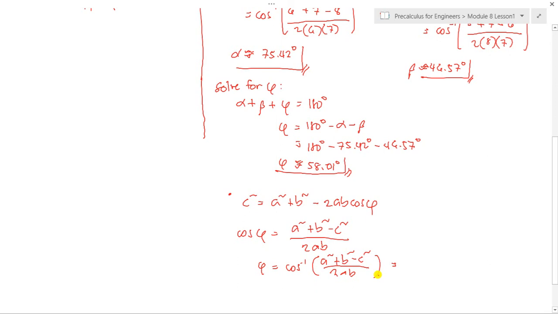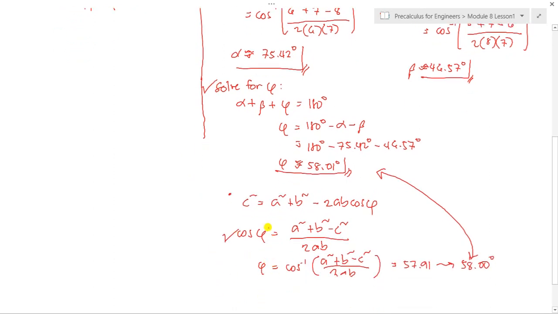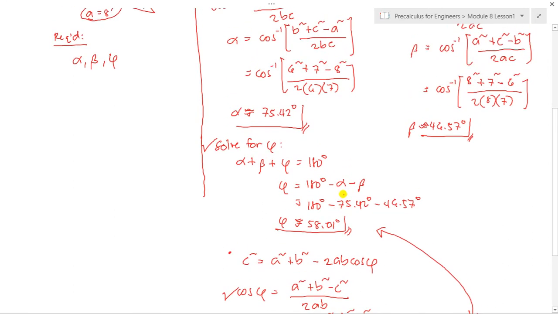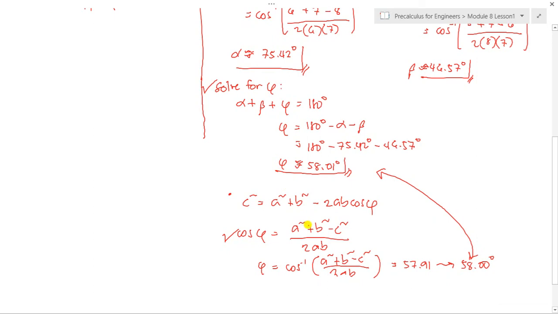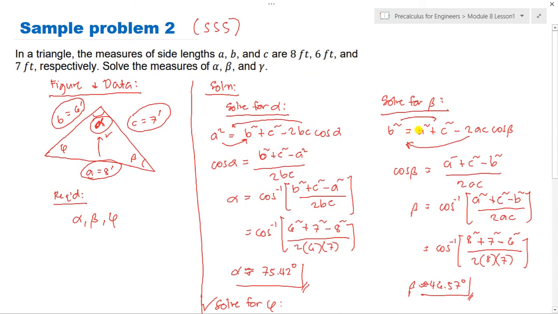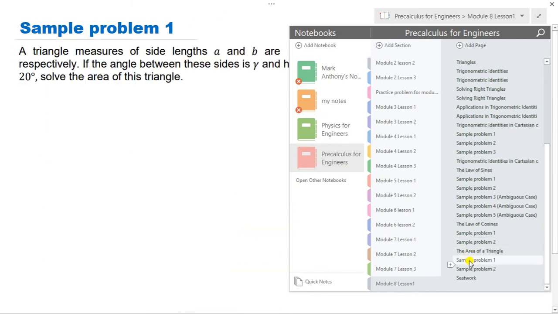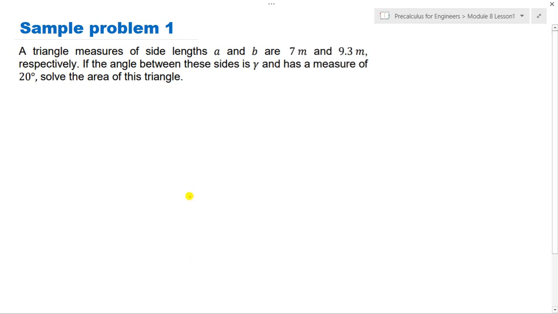So the answer is 57.91. Here we have 57.91; if you round off, it is about 58.00 degrees. So it is very close. The difference in the decimal points is because we rounded off earlier. If you retain the values or expressions, you will arrive at the same answer. Okay? So let's proceed to the last topic, which is solving for the area of a triangle.